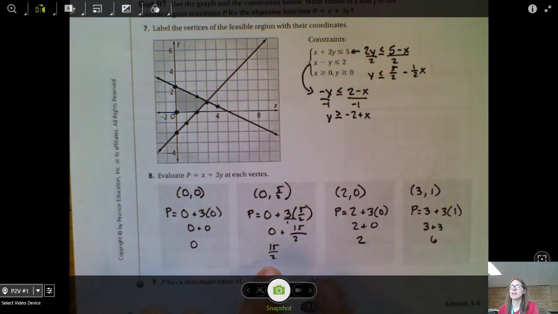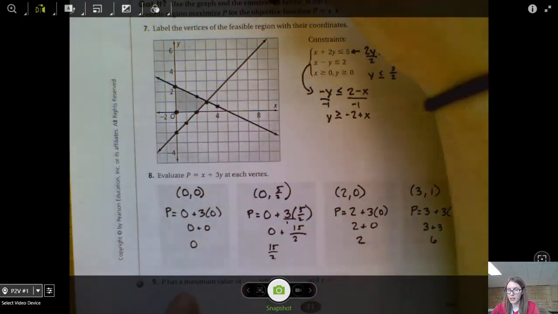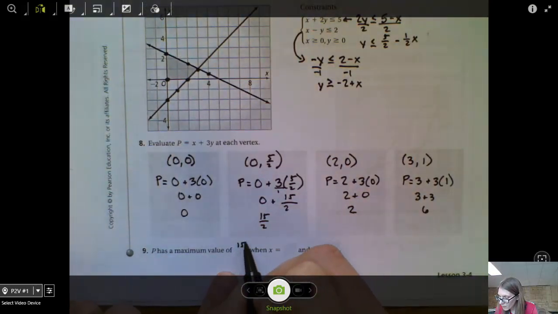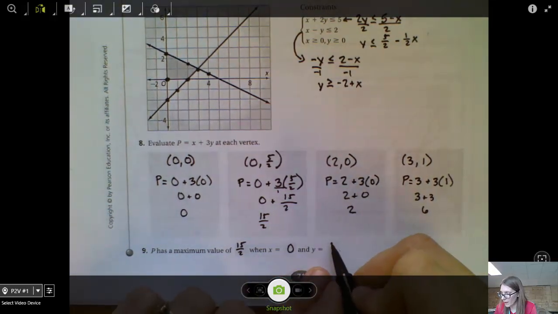One of these is the biggest. Let's figure out what 15 over 2 is. Let's see, that's 7.5. This is our maximum value. Looking at our values that we got here, 0, 15 over 2, 2, 6, this is our biggest value. That means our maximum profit happens at this vertex at 0, 5 halves. So to answer our last question, P has a maximum value of 15 over 2 when x is 0 and y is 5 halves.